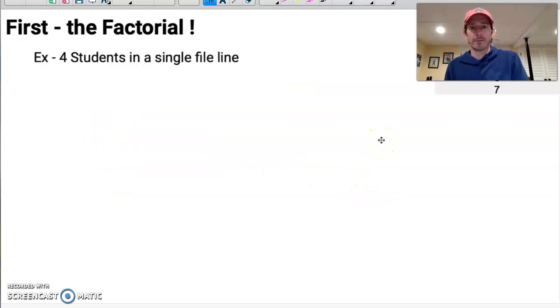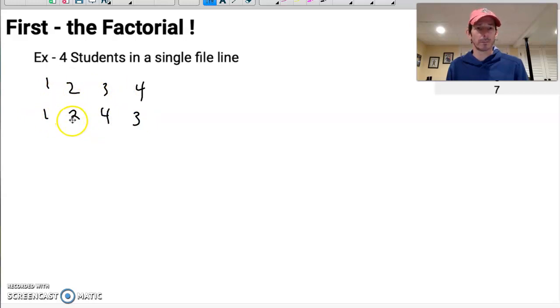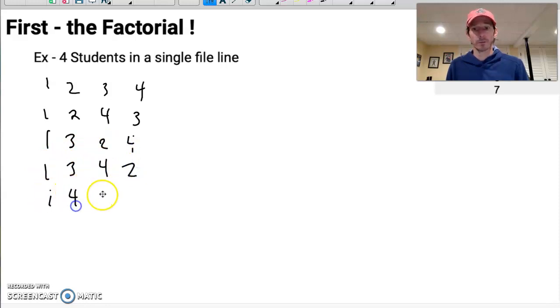If we want to look at 4 students in a single file line, this is a little bit more complicated, so it requires me to change my color. It could be student 1, 2, 3, and 4. 1 could be in the front, and 2 could be second, but we'll swap 4 and 3. But 1 could be followed by 3, who's followed by 2 and 4, and 1 could be followed by 3 where 4 and 2 were flipped. 1 could also be followed by 4, followed by 2 and 3, and 1 could be followed by 4 and 3 and 2. And again, that's 1, 2, 3, 4, 5, 6 ways here.